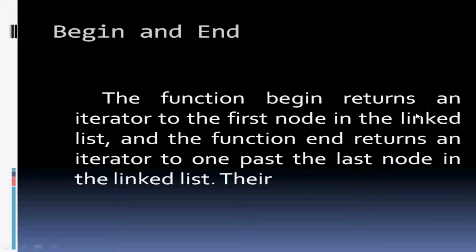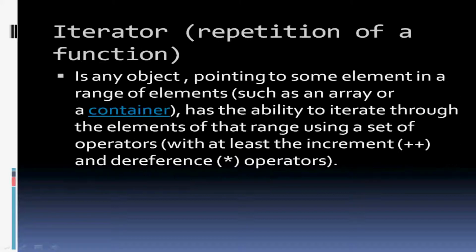Begin and end. The function begin returns an iterator to the first node in the linked list, and the function end returns an iterator to one past the last node in the linked list. Iterator. An iterator is a repetition of a function. It is any object pointing to some element in a range of elements, such as an array or a container, that has the ability to iterate through the elements of that range using a set of operators, with at least the increment and the dereference operators.